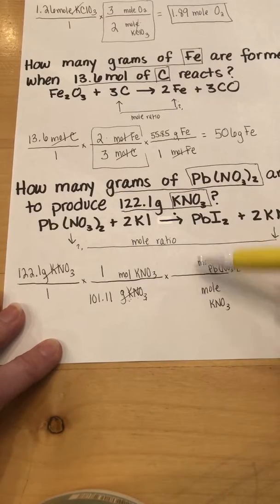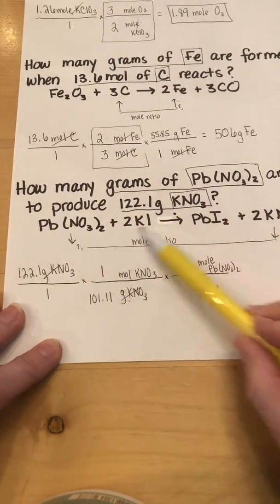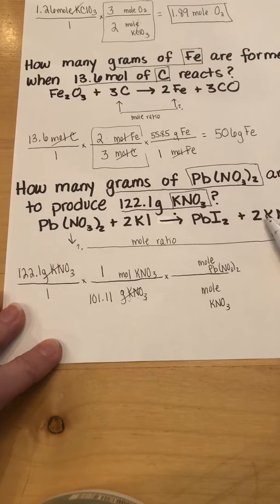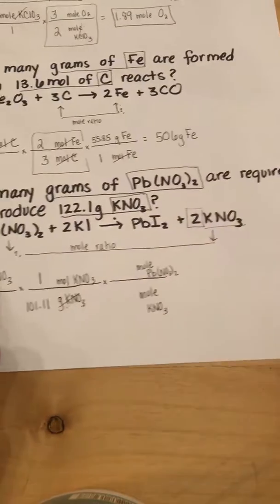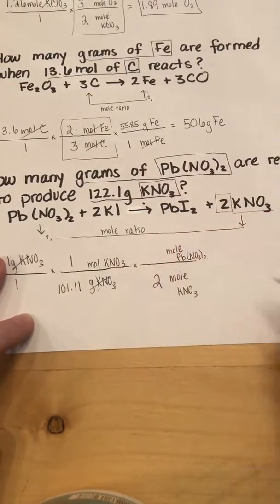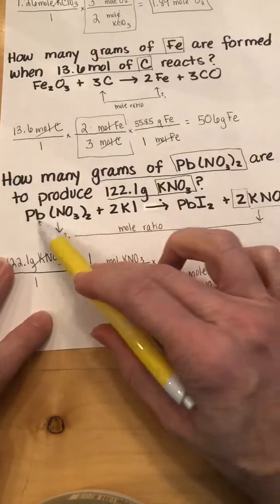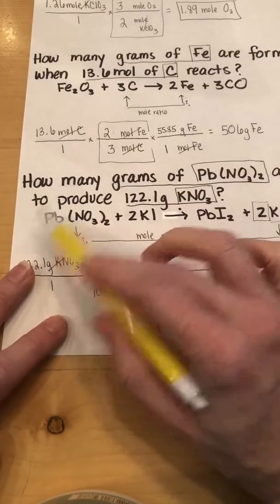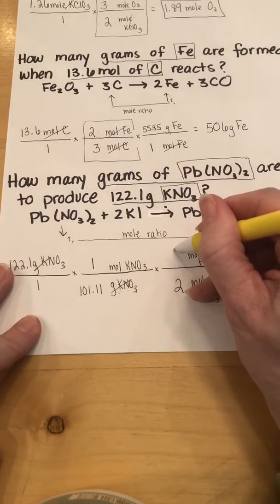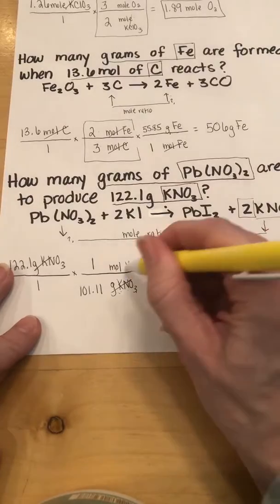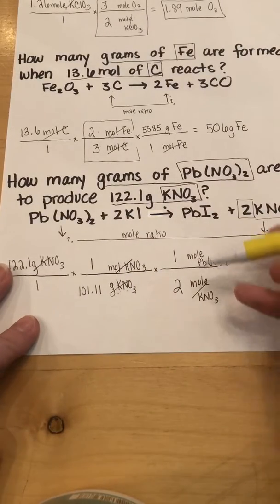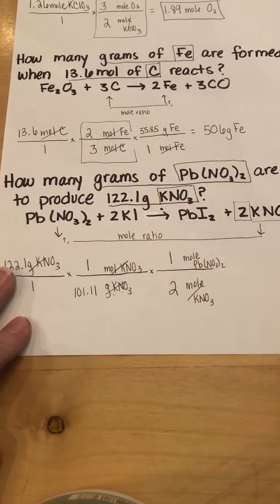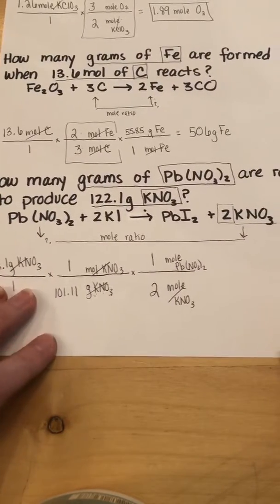And when they both say moles, I need to refer to the balanced chemical equation to find what those numbers are going to be. KNO3 has a coefficient of 2, so that's where the 2 is going to go. Pb(NO3)2 has no coefficient in front, so I can assume that that is 1. So that step allowed me to change over from the potassium nitrate to what the problem was asking me about, which is lead nitrate.